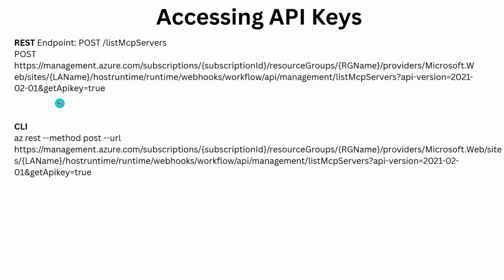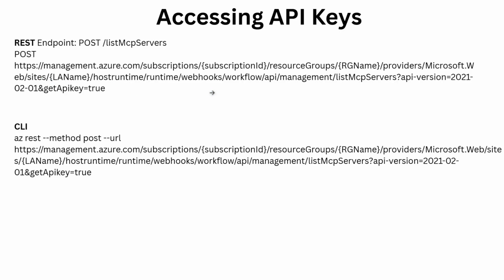Now, our subsequent calls include, and once again, using REST or using CLI. I'm going to focus on the REST, but this is here for your reference as well. We're going to send a POST to the list MCP servers API. Now, you'll notice as part of this path, I'll include this path in the description. Also, there's a blog post available on this as well. But you're going to have to replace your subscription ID, your resource group name, your Logic App name as part of this particular call.